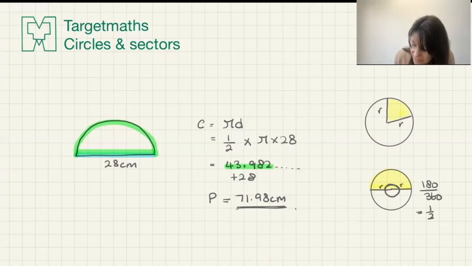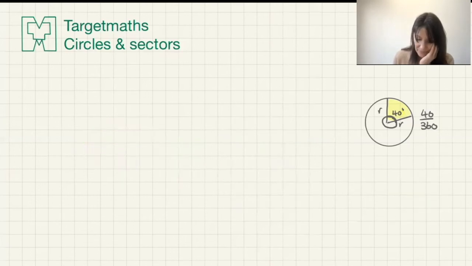So, let's say we had 40 degrees here, we would be using 40 out of the full 360, and it would be this fraction that would be used here. And that's the only difference between doing a semicircle and doing other sectors. So we'll do the one that I've kind of created over there.